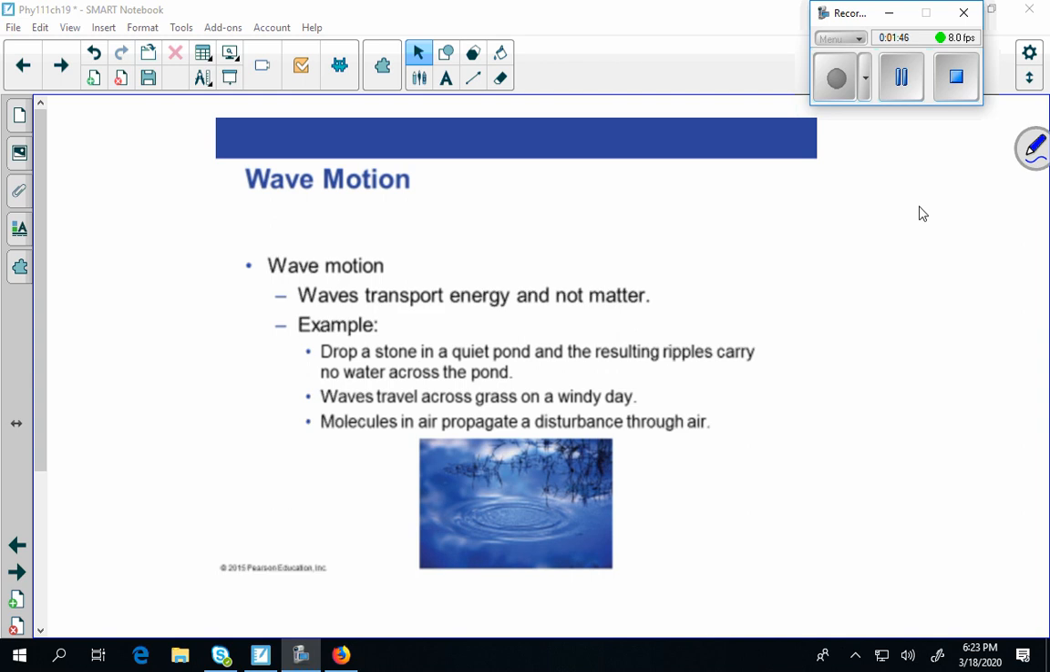So in the air, you can't see them, but we know that they're there. We always talk about them being there. Molecules in the air propagate a disturbance through the air. And the one that we're most familiar with, and I'll keep using as an example, is sound.